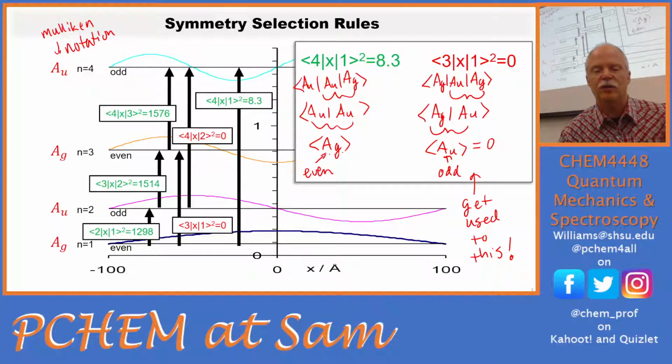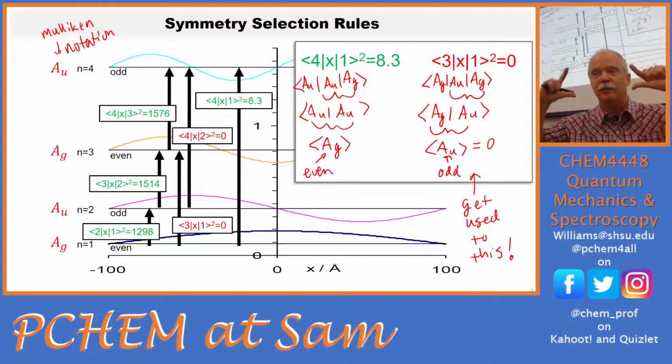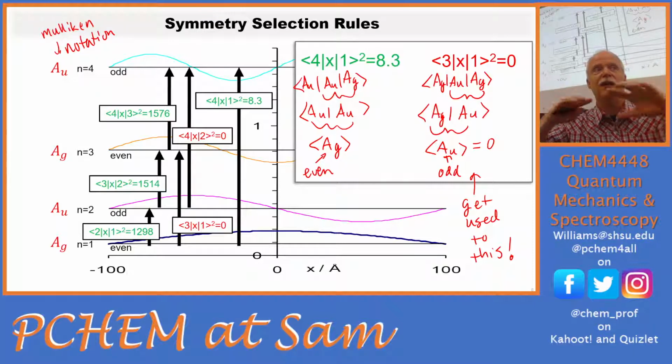So the integral over all space, that's what that bracket means. Remember, Dirac notation, that's the integral over all space of an even function. And so that's not equal to 0. That's the downside of this, is that we can't determine that it's 8.3, but we can determine that it's not 0. So it's an allowed transition.